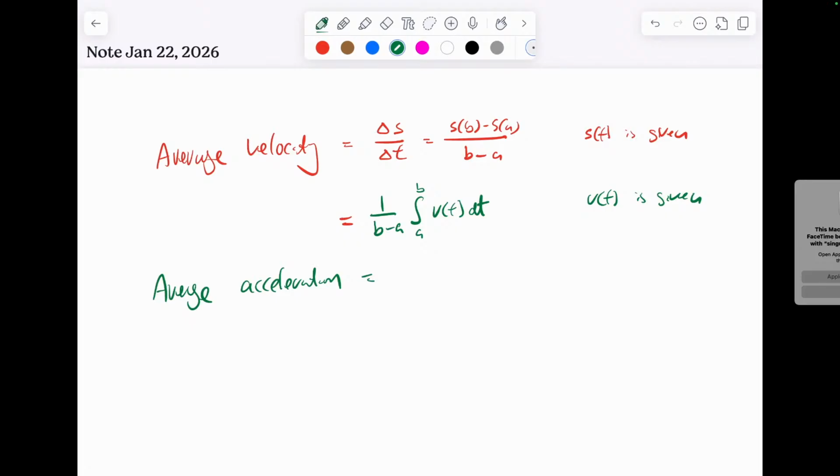But what about average acceleration? What do you think it is? If average velocity is the change in position over the change in time, what will average acceleration be? Changing velocity over changing time. Good. So that will be V of b minus V of a over b minus a. A lot of people thought it's average velocity because you have V of b, but no. You are changing velocity over changing time, therefore it's the average acceleration rather than average velocity.